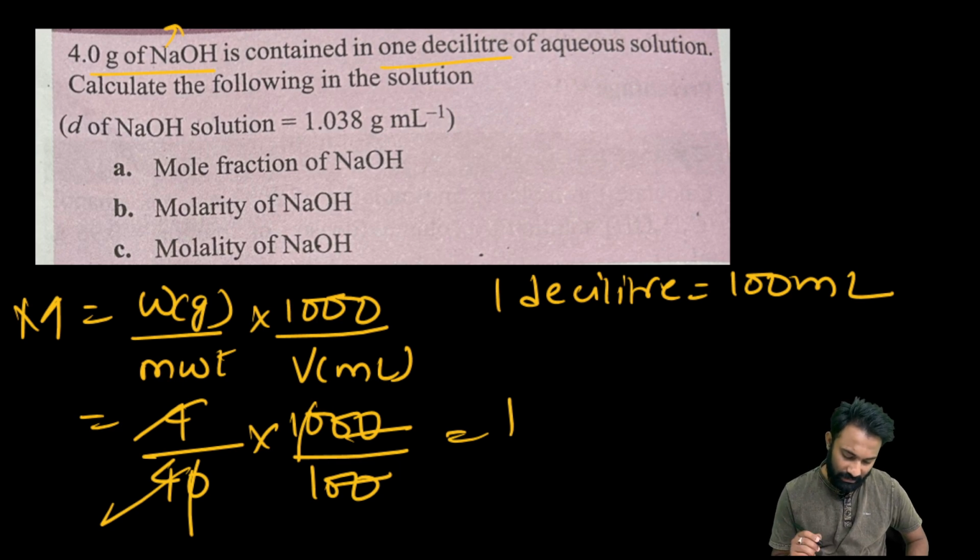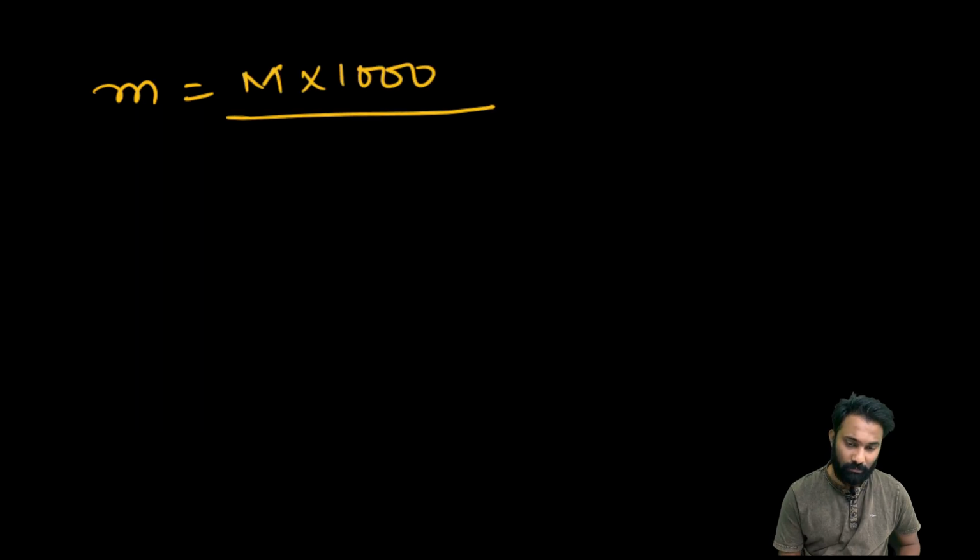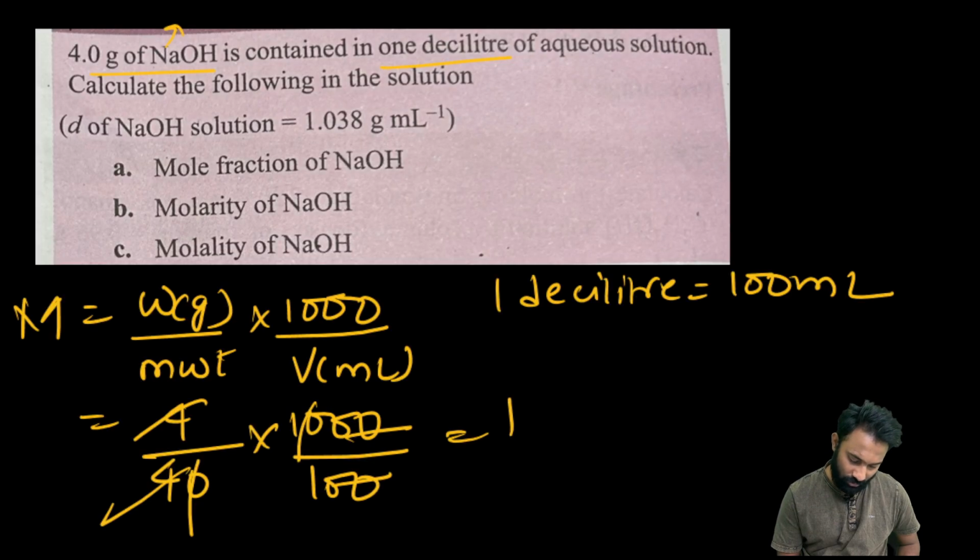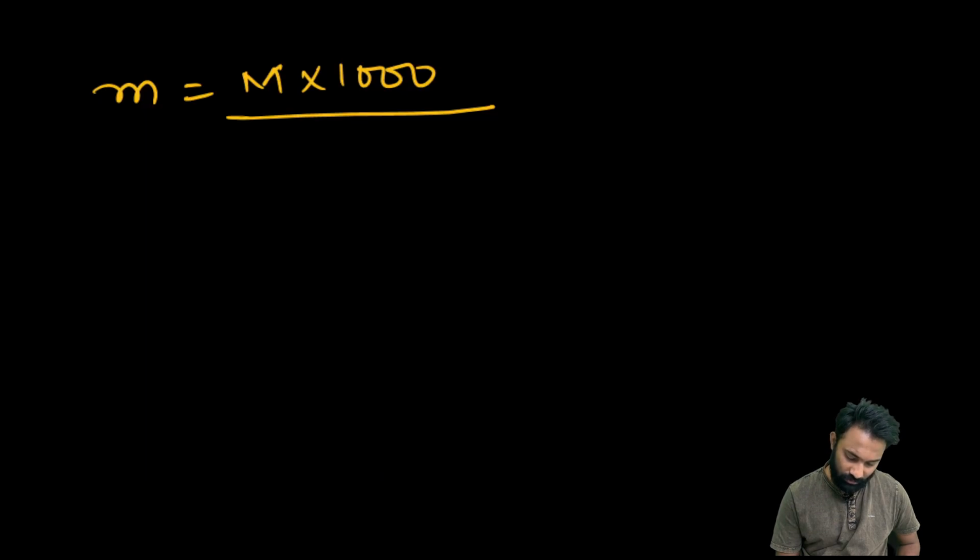Clear? Molarity you got. After getting the molarity, he is asking molality, right? He is asking molality. Molality is equal to molarity into 1000. Density also he has given in the question. How much have they given the density? 1.30.